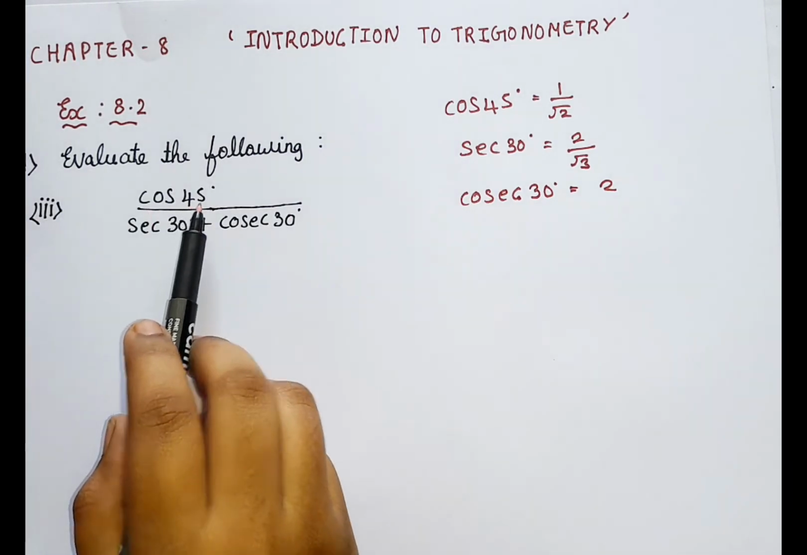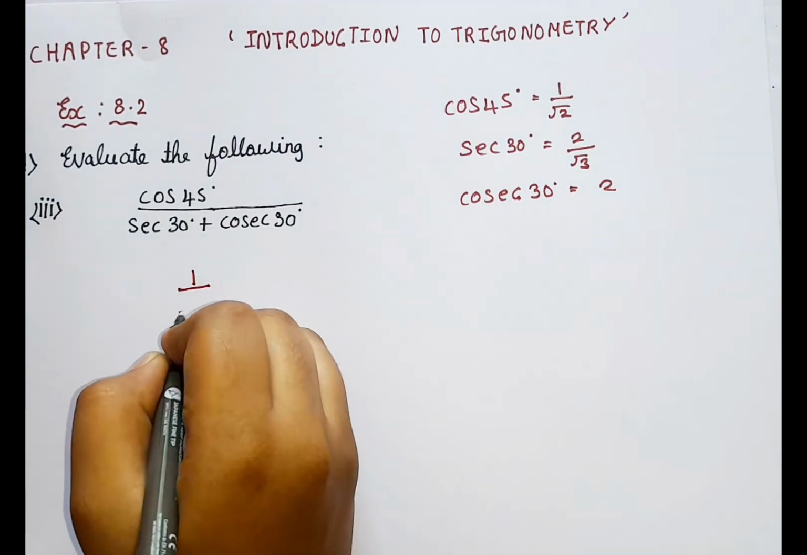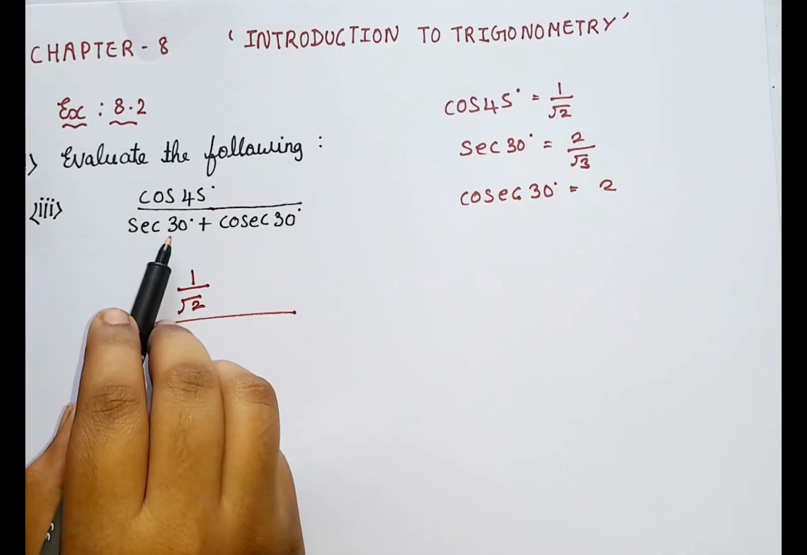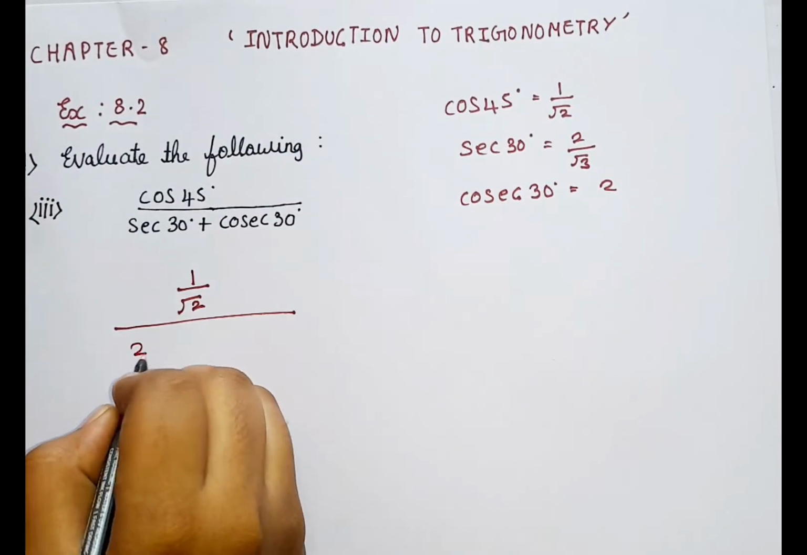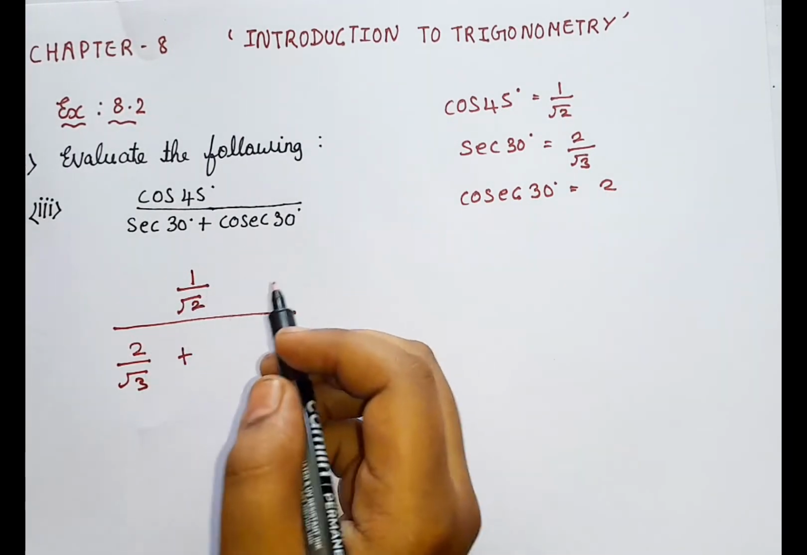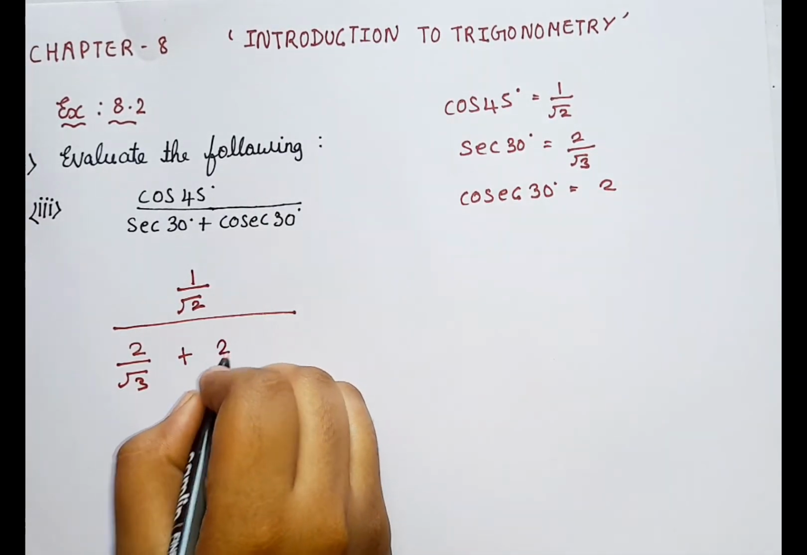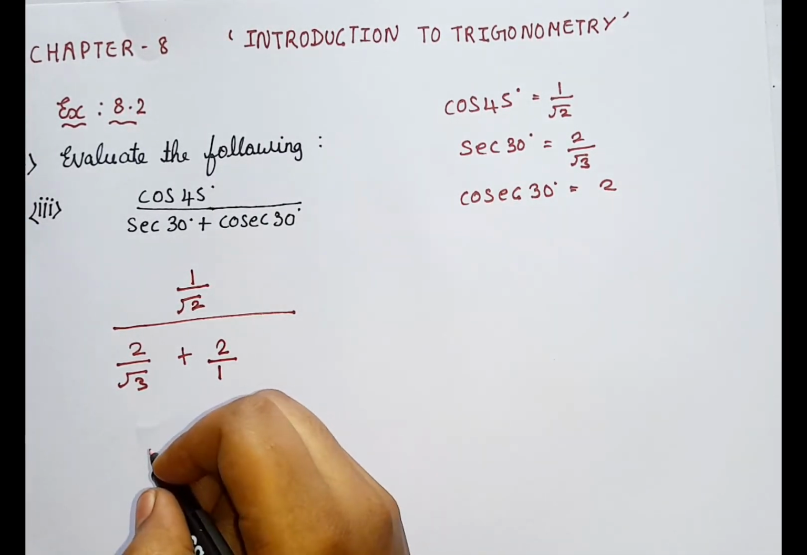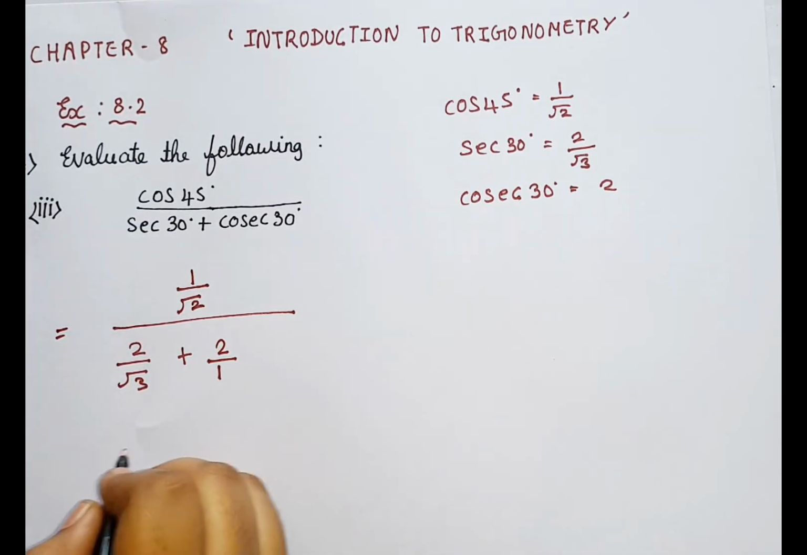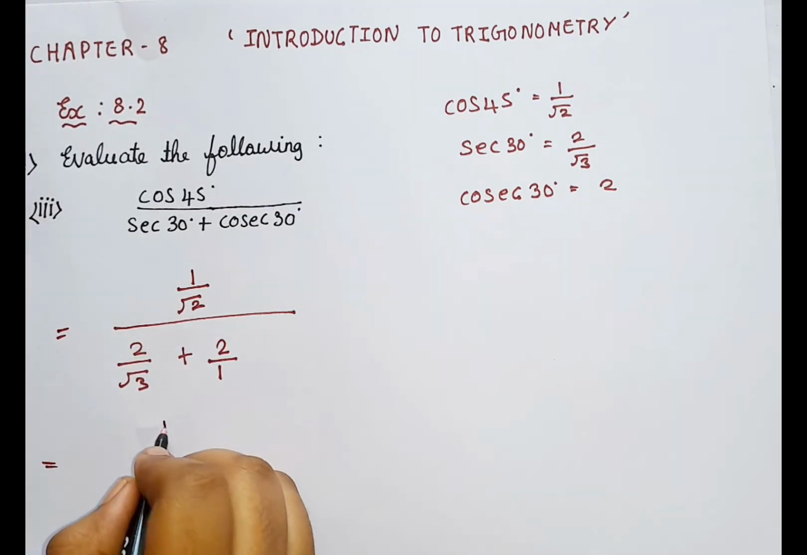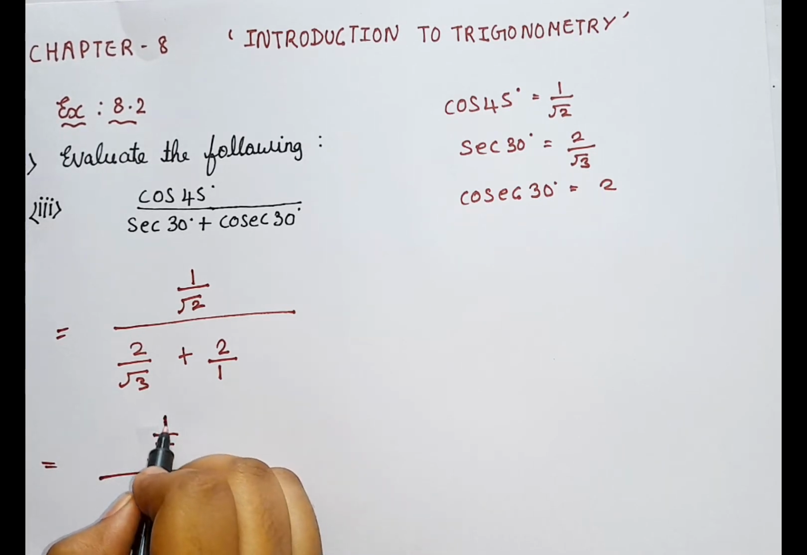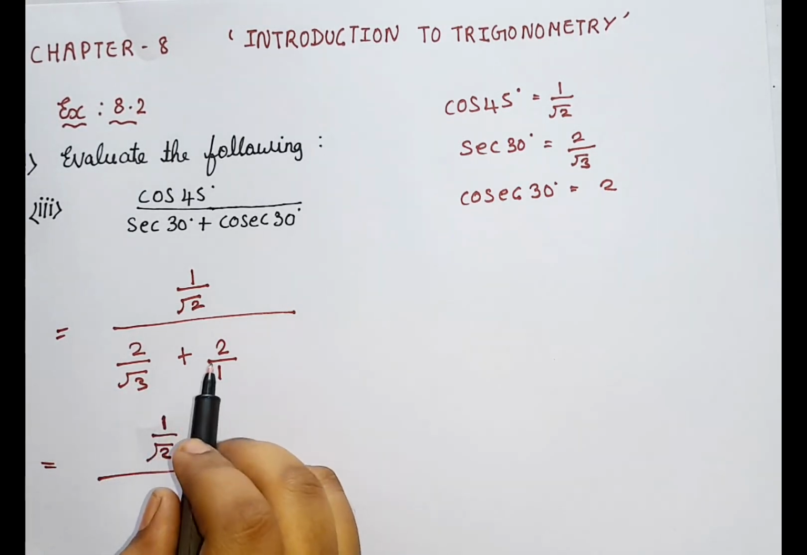So cos 45 degree is 1 by root 2 divided by secant 30 degree, which is 2 by root 3, plus cosecant 30 degree, which is 2. You can write 2 divided by 1, nothing is there means 1. So now I am going to write 1 by root 2 divided by 2 by root 3 plus 2 by 1.